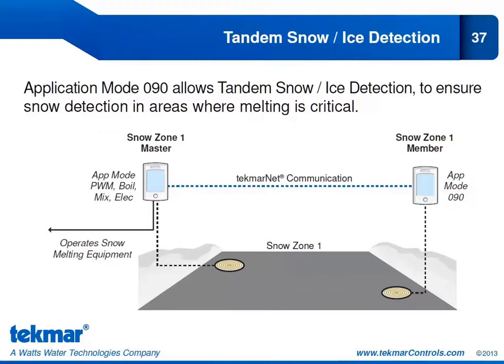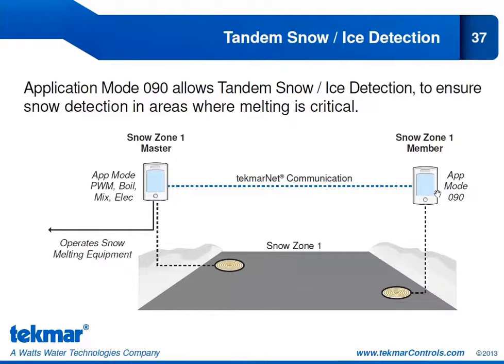If you have a very long driveway or another very large snowmelt zone, then it's difficult to get reliable information from a single sensor that would apply to the entire slab surface. So this is a way of having 2 different sensors in 2 different locations so we can more reliably detect the conditions of the slab as a whole.